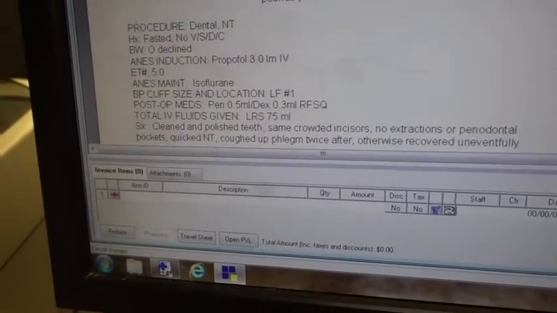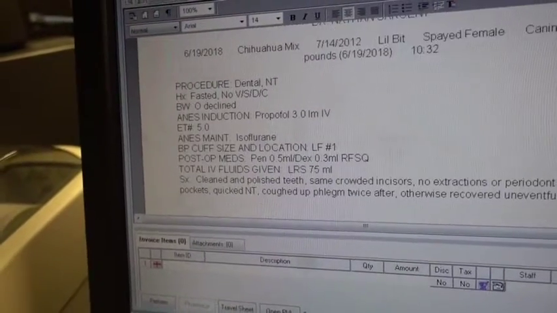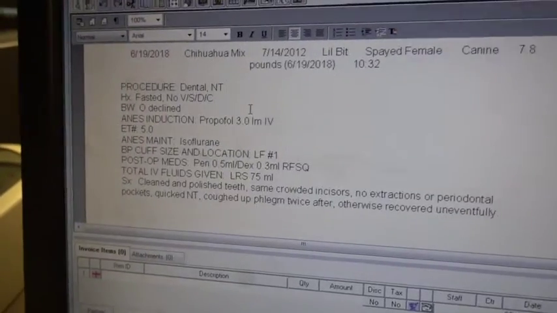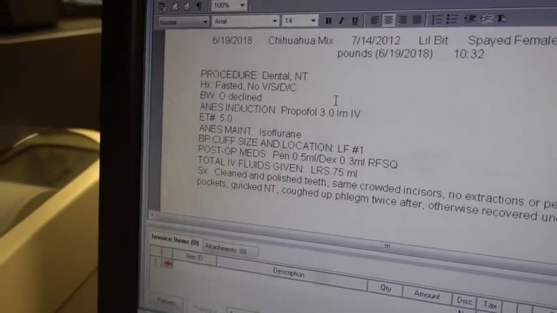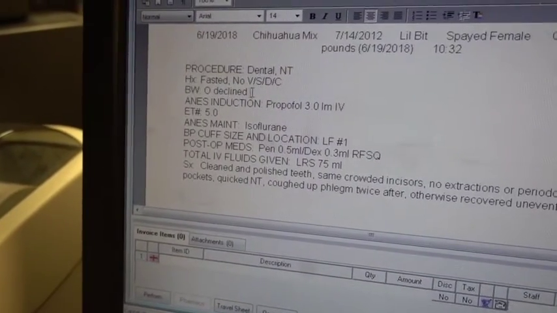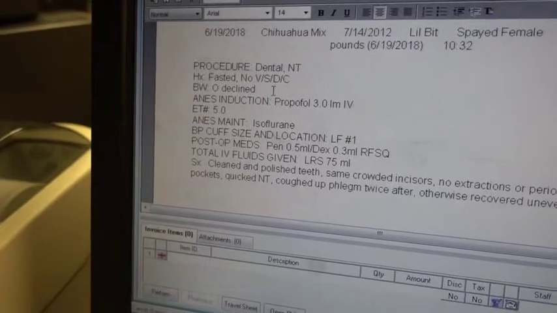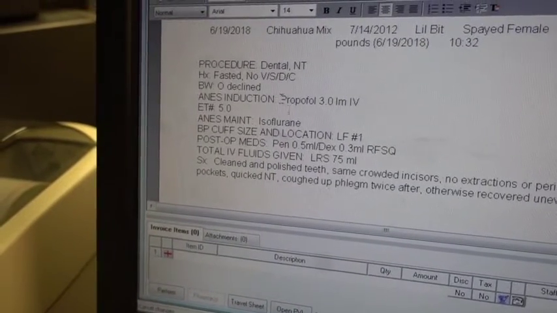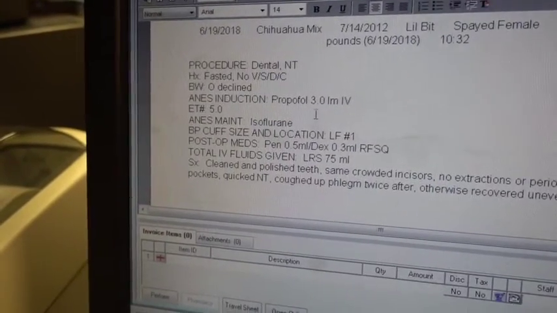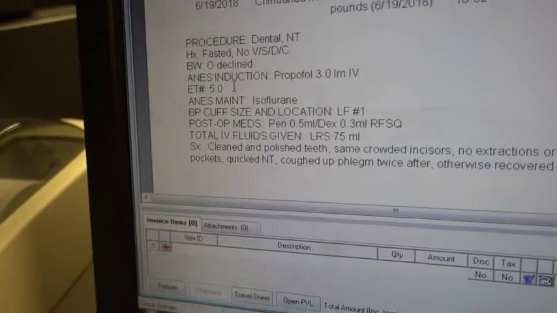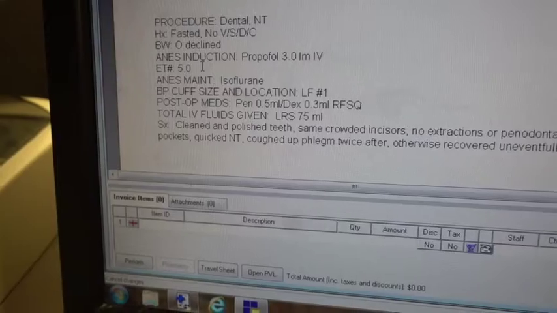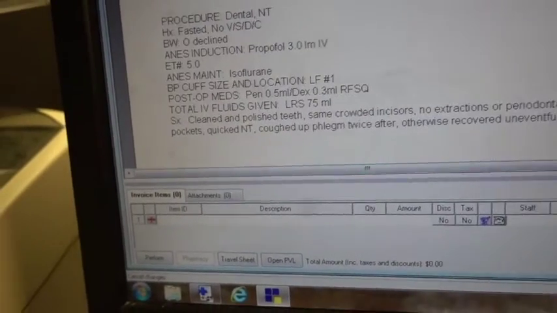This is our anesthetic record. We explain what procedure they're going under for, anything that we're doing under the procedure. We have a good history. Blood work will explain right here what results are if the owner declined it. Our induction will let us know what we did to induce the dog and how much of it we gave and where we gave it. We have our endotracheal tube number, what size we did for that, where we placed our blood pressure, any post-op medications we gave, and total IV fluids that we gave.